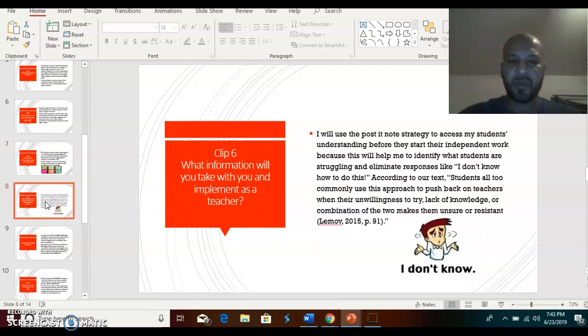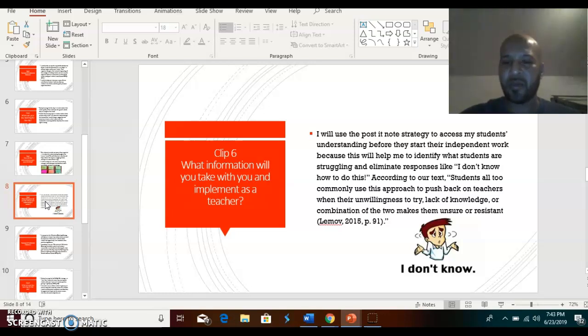What information will you take with you and implement as a teacher? I will use the Post-it note strategy to assess my students' understanding before they start their independent work, because this will help me to identify what students are struggling and eliminate responses like, I don't know how to do this.